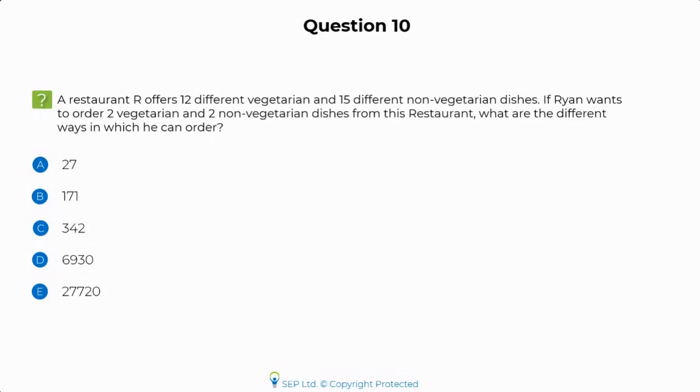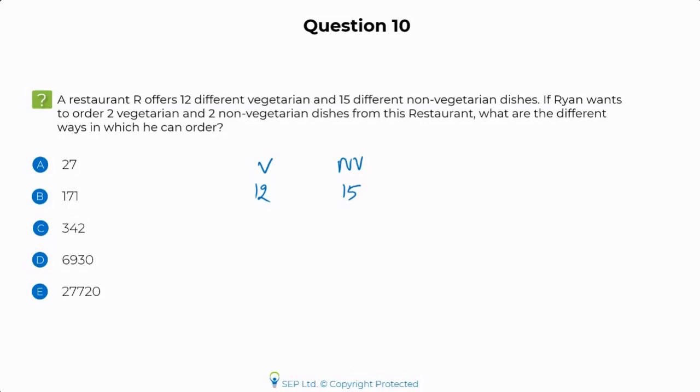Are the orders different or can they repeat? Okay, so let's read this and understand this. A restaurant R offers 12 different vegetarian and 15 different non-vegetarian dishes. So there are 12 vegetarian dishes, all different, and 15 non-vegetarian dishes, all different. If Ryan wants to order 2 vegetarian and 2 non-vegetarian dishes, so 4 dishes in total, what are the different ways in which he can order?